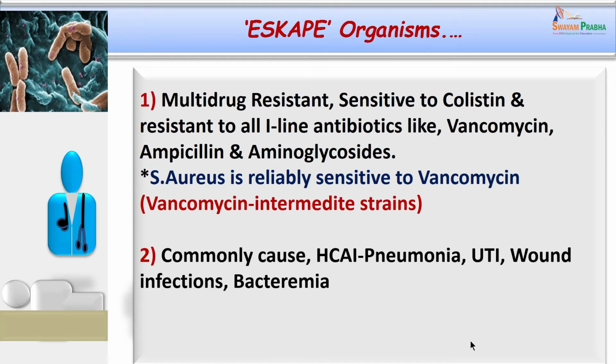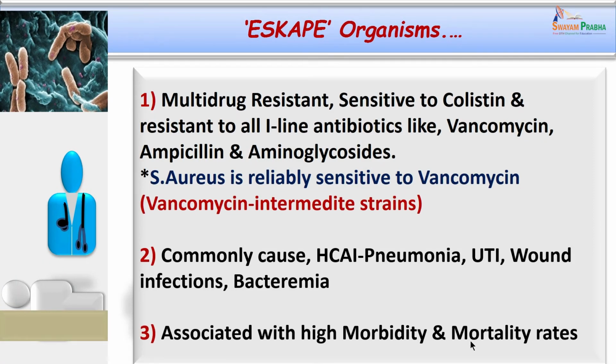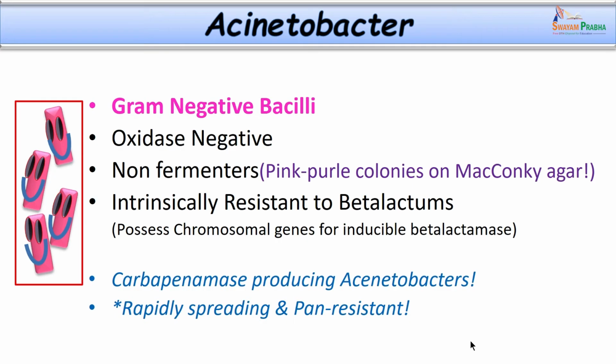The second property is that they commonly cause pneumonia, urinary tract infection, wound infections and bacteremia. They are usually severe in nature. The third important point we need to remember about them is that they are associated with high mortality and morbidity. As also discussed in our case, the patient was almost close to death. So, these are three important points we need to remember about the ESCAPE group of organisms.